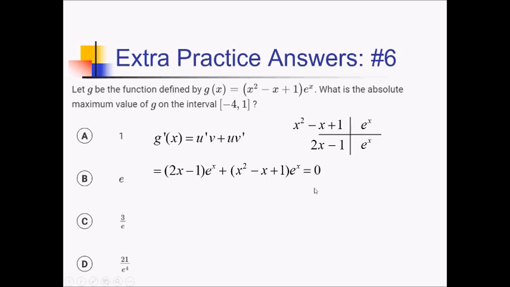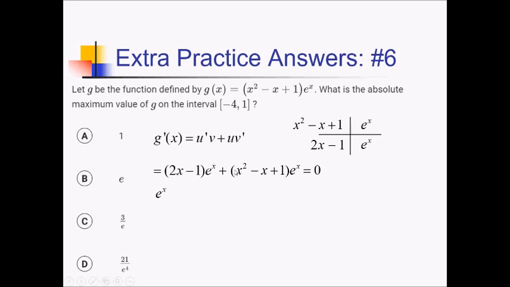In general, with critical values, you also need to look to see where the derivative is undefined. But since we have polynomials and exponentials, we're not going to be able to make this undefined anywhere. So this is really just going to come down to where it equals 0. Now, to help us with this, we can factor an e to the x out of this. And if I do that, I've got 2x minus 1 plus x squared minus x plus 1.